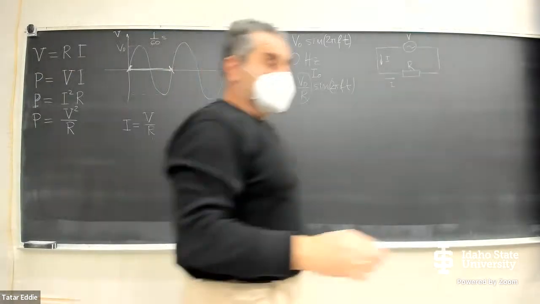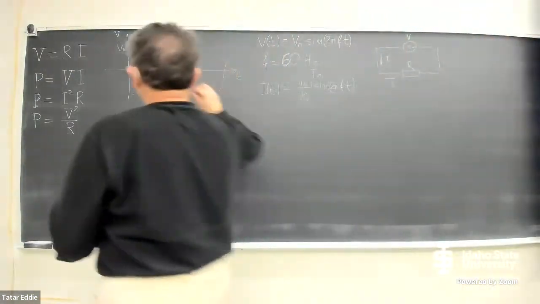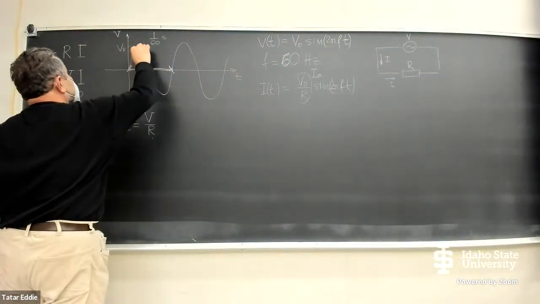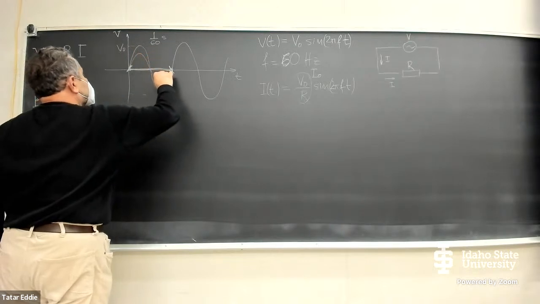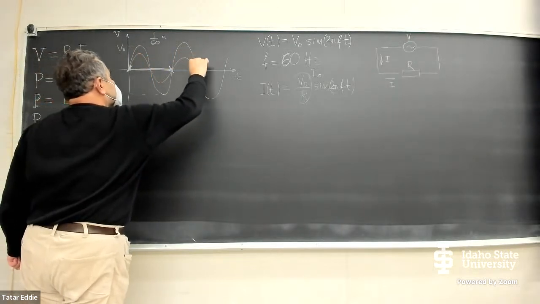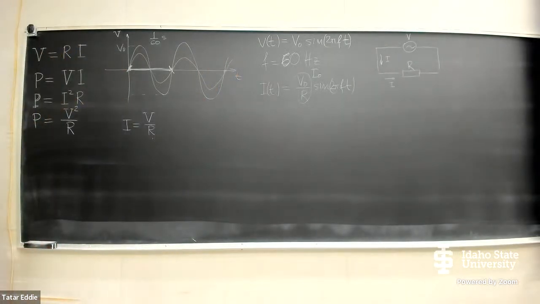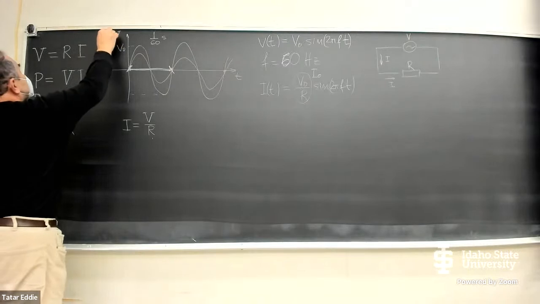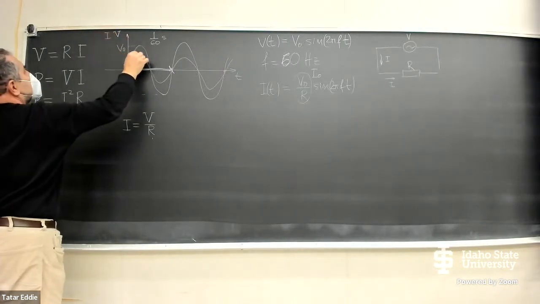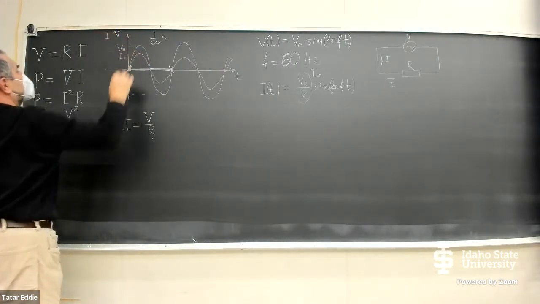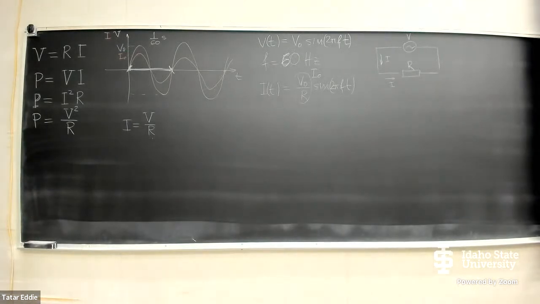And on the diagram here, the current basically is going to change in sync with the voltage, like this, right? So the red is the current, and of course here is the amplitude of the current I naught right here on the diagram.